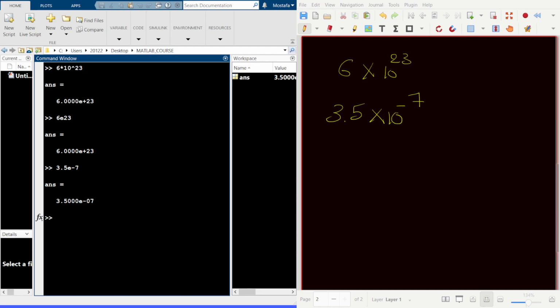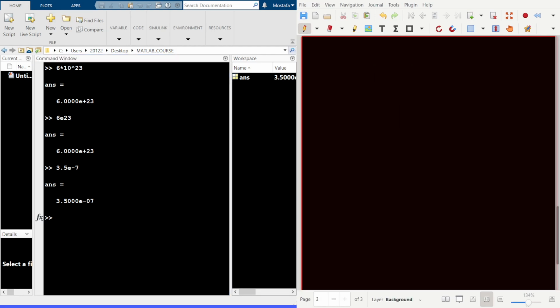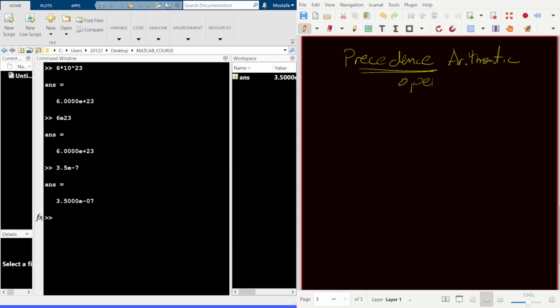Now we discuss another very important point, which is hierarchy or priorities, or the order of precedence of arithmetic operations. So let's see the order of precedence. There are 5 rules for the priorities, and these are actually similar more or less to the rules used in mathematics. So top priority is for parentheses.